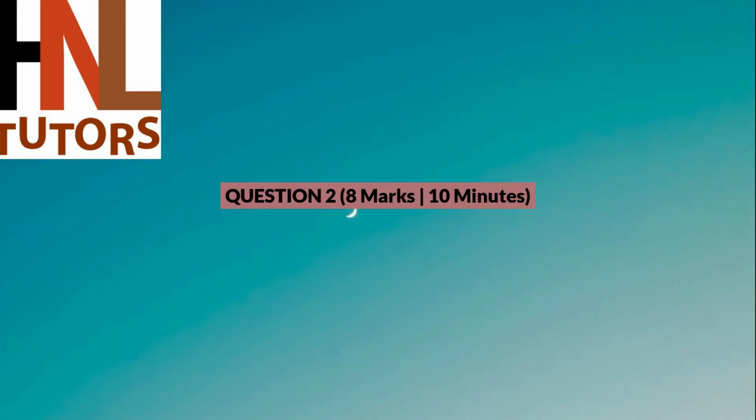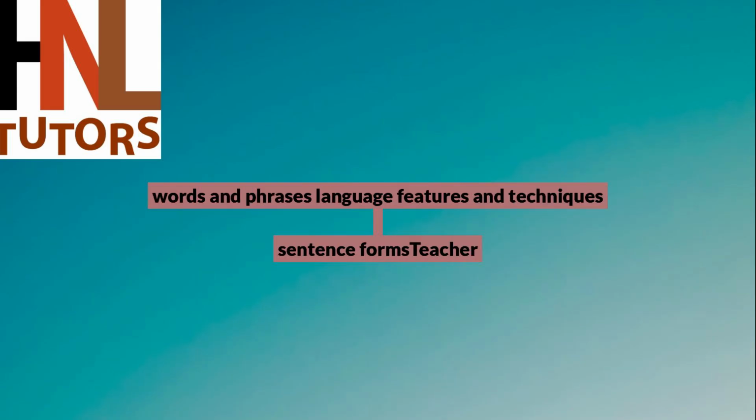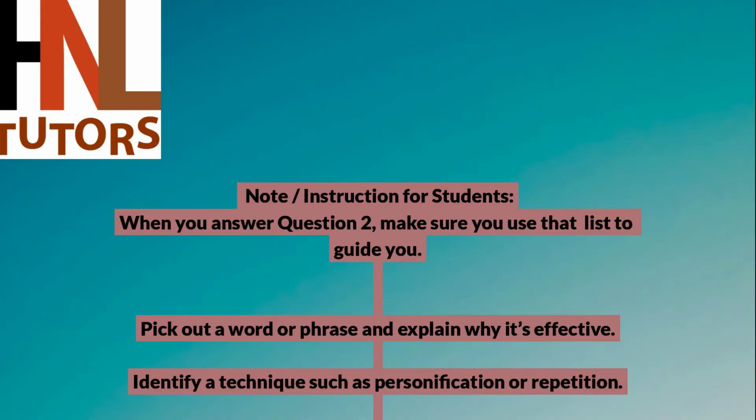Question 2, 8 marks, 10 minutes. Use lines 8 to 15. How does the writer use language to describe the setting? You could include the writer's choice of words and phrases, language features and techniques, sentence forms.